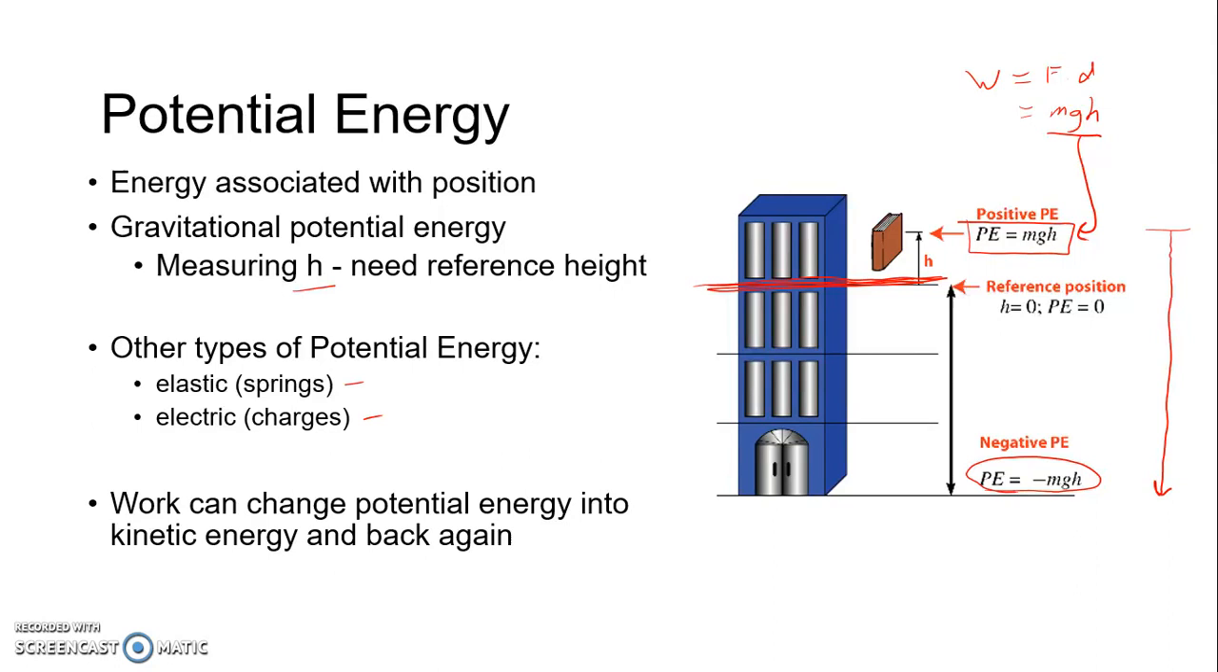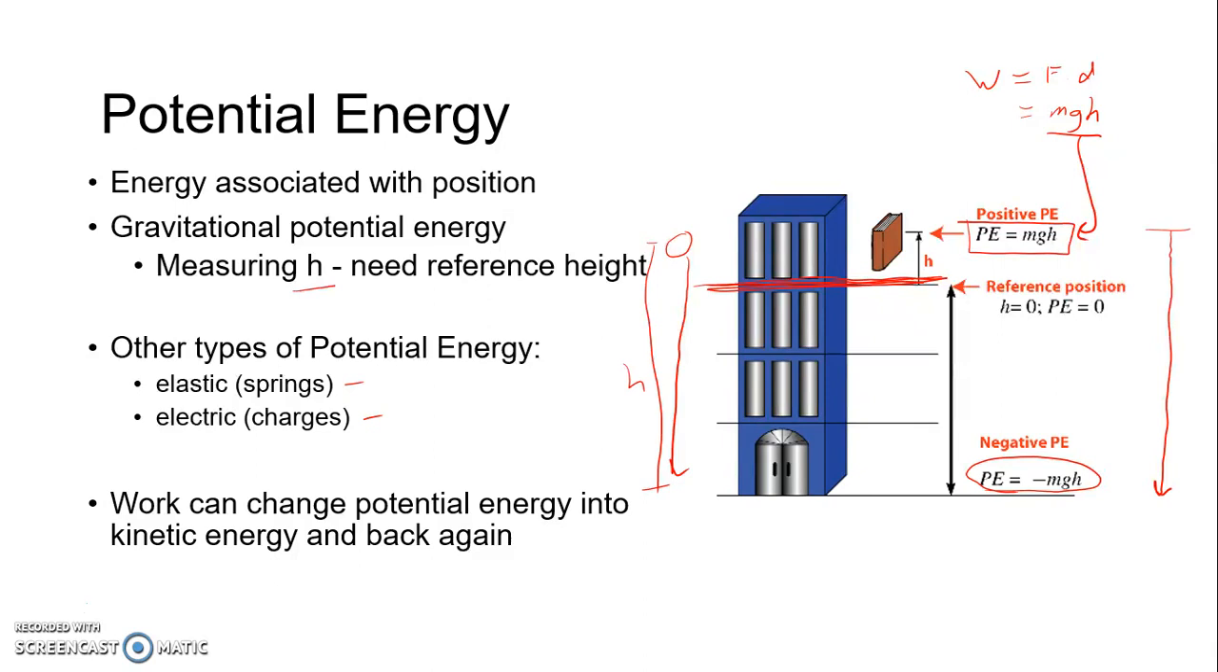Now, the cool thing about potential energy is that work can change potential energy into kinetic energy and back again. For instance, let's say instead of a book, we have a ball. You drop it from the window outside of the top floor of a building. It's got potential energy because it is some height h from the ground. Well then, drop that ball, it will start moving to the ground. It is moving, so it is now kinetic energy.